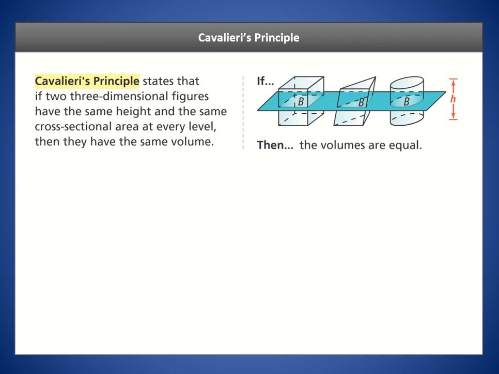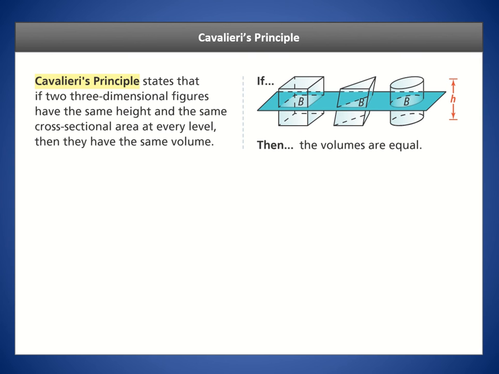So first off, we're going to look at Cavalieri's Principle. This principle states that if two three-dimensional figures have the same height at each level and the same cross-sectional area at each level, or each slice at every point in the height, then they have the same volume.